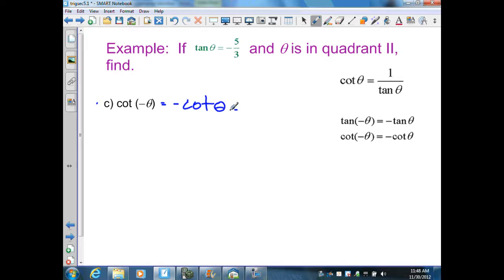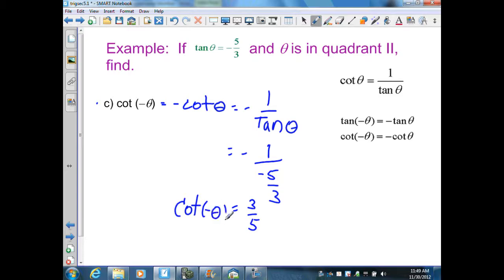And by the reciprocal identity, I know that cotangent theta is equal to 1 over tangent of theta. So I just bring over my negative, and now I have 1 over tangent of theta. Now I substitute the value of tangent of theta, bring down my negative, 1 over a negative 5/3. Find the reciprocal. That gives me a negative, and a negative is a positive, and that gives me 3/5. Therefore, cotangent of negative theta is 3/5 when tangent of theta is a negative 5/3.